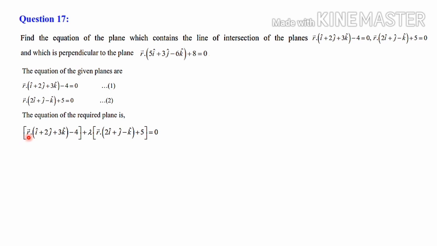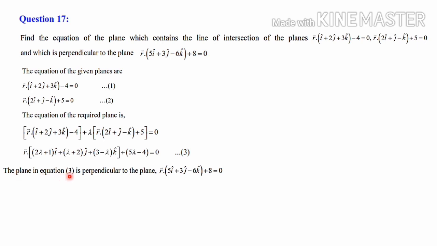As before, let's take out vector r here. Vector r, if you take out, here it is i cap and here it is 2 lambda into i cap. So i cap, if you take out, (2 lambda plus 1) into i cap. Along with j cap, here it is 2, and here along with j cap it is lambda, so (lambda plus 2) into j cap. Here along with k cap there is 3, and here it is minus lambda, so (3 minus lambda) into k cap. Plus here there is a minus 4, and here there is 5 lambda, so 5 lambda minus 4 equal to 0. Label it as equation number 3.